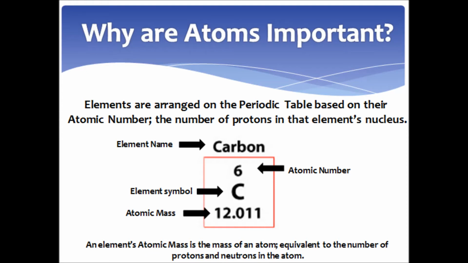Now the atomic mass is equivalent to the number of protons and neutrons in that atom's nucleus. So carbon has an atomic mass of 12.011.